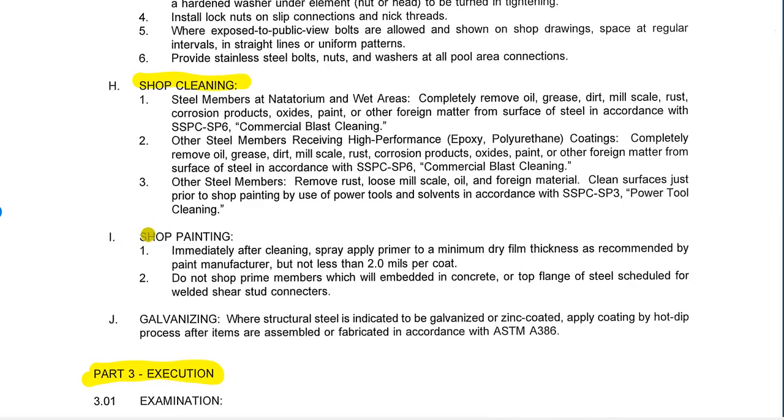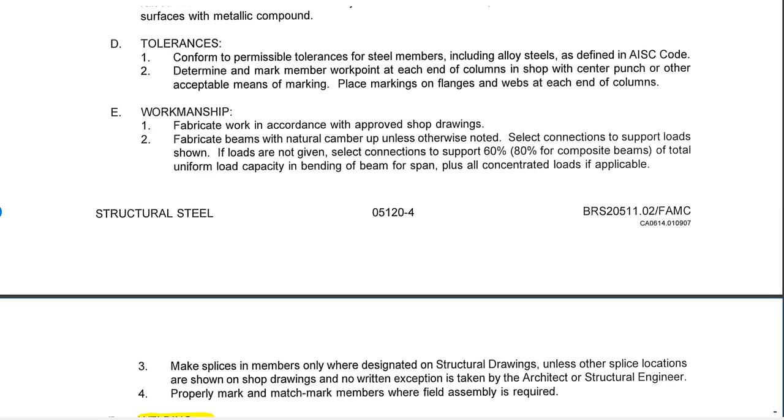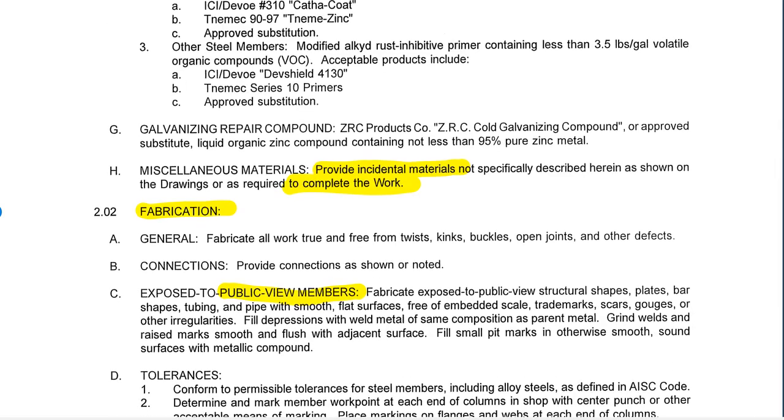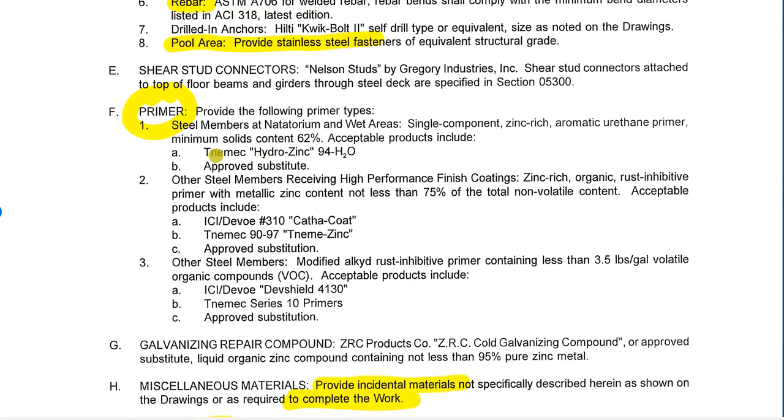And finally down here we're talking about shop painting. Up above we talked about the product to use for the shop priming. Here we're talking about priming, and this tells how thick to put it on, and you'll note if we go back up, the primer section tells us exactly what to use. So depending on the application, these are the different primers that can be used. And you'll notice many of these have approved substitutes, and so there's a whole process in Division 1 that talks about how to get an approval of a substitute element.